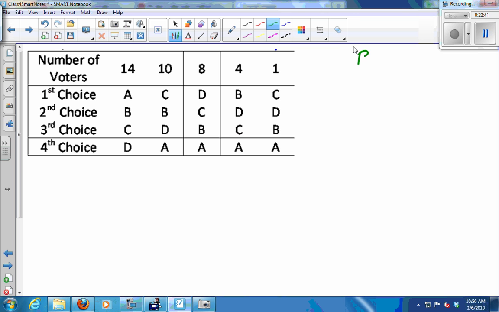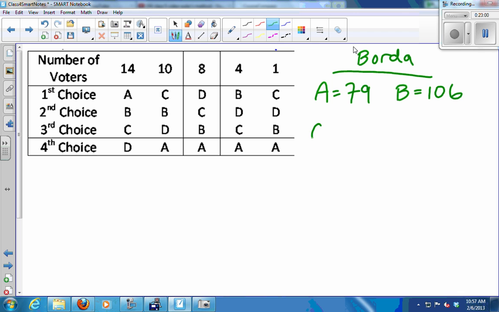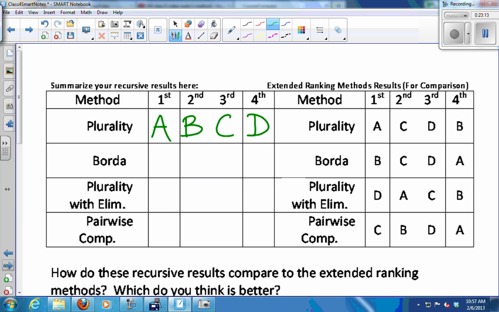So for Borda, we've already determined the winner once. We already did all of the points, and we got A has 79, B had 106, C had 104, and D had 81. So that makes B the winner, number 1. So I'm going to go to my little chart, and for Borda, in my recursive results, first place is B.